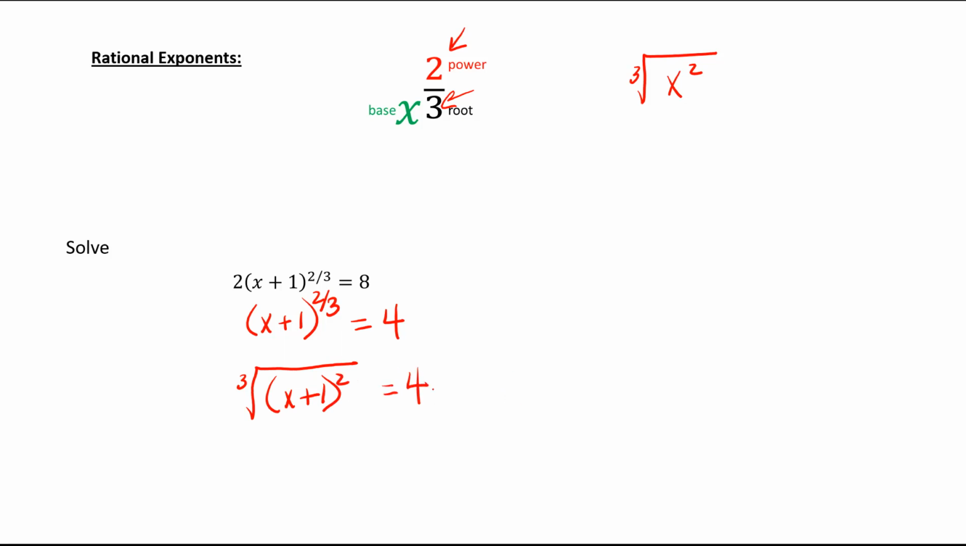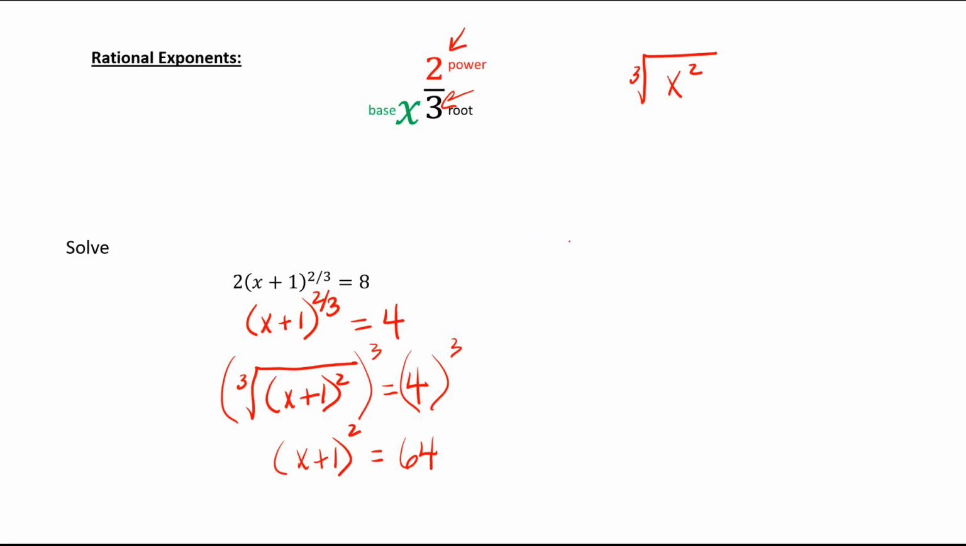So this is what you have, and now you can cube both sides. So you're going to raise both sides to the 3rd power, and that's going to make the radical sign go away, and you will just have (x plus 1) squared equals 4 cubed, which is 64. And now you have to take the square root on both sides.